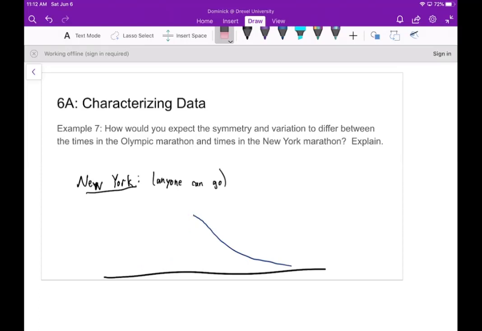Let me draw this a little better. Because you're going to have most people that are a general fitness level in this, but then you have some that are the world-class athletes that would be up here, and then you have some people that probably realized into mile one that running a marathon was not a good idea, right? So here you would expect probably a symmetric distribution with high variation.